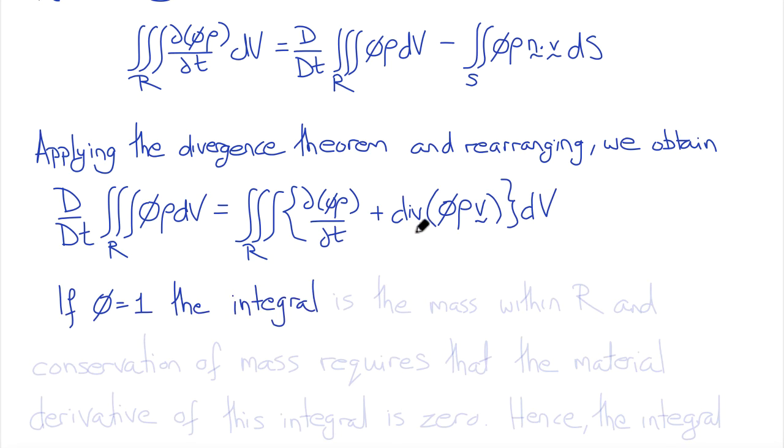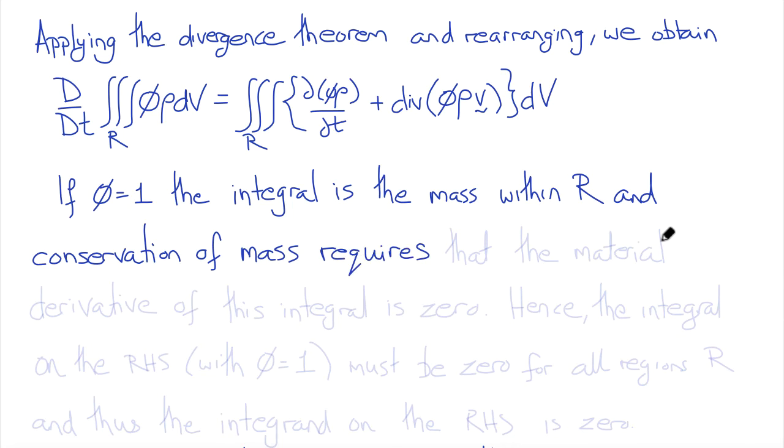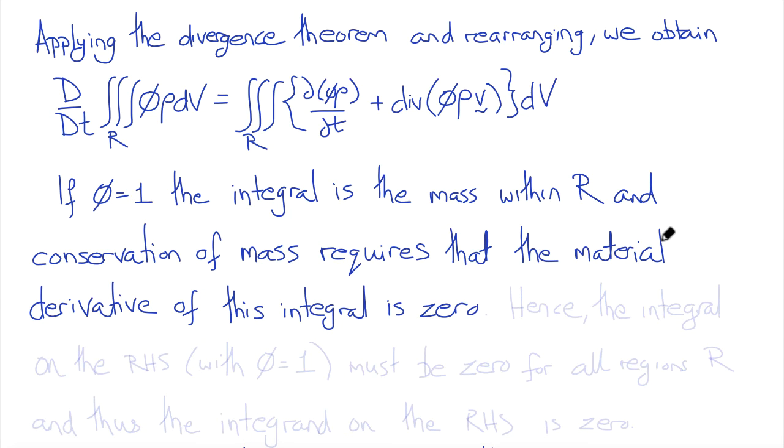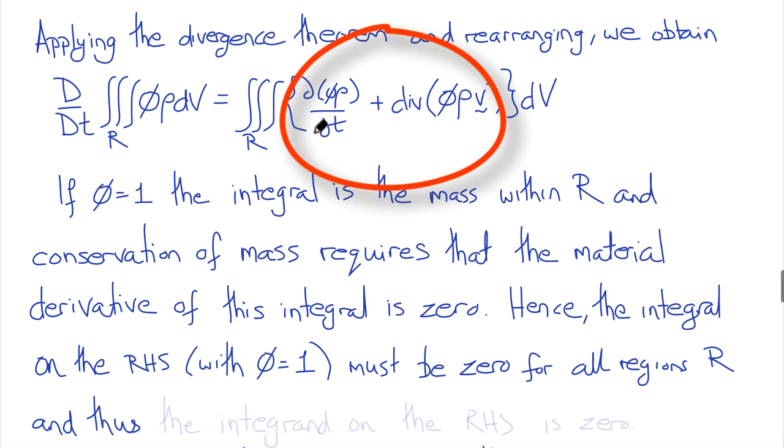Now, in the special case when phi is equal to 1, this integral is the mass within R, and conservation of mass requires that the material derivative of this integral is 0. Hence, when phi is equal to 1, the integral on the right-hand side must be 0 for all regions R, and thus the integrand itself must be 0.